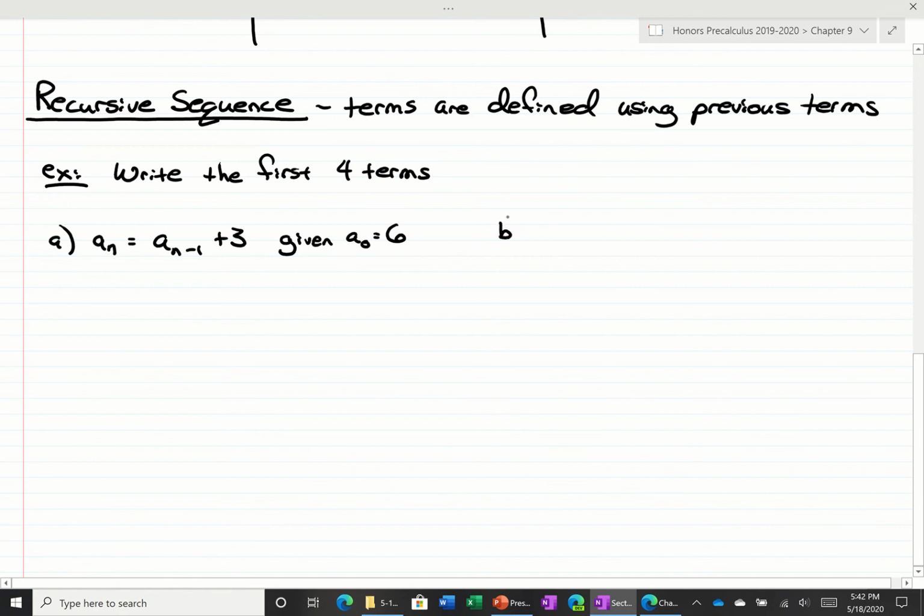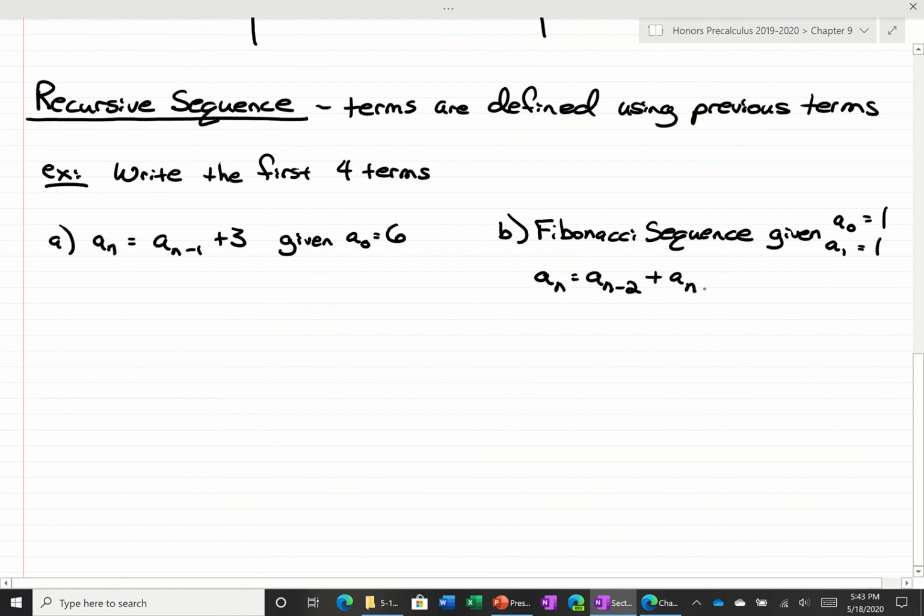And the second, we'll talk about what's called the Fibonacci sequence, which I'll talk about more at the end of this lesson, given a sub 0 is 1 and a sub 1 is 1. The Fibonacci sequence says that a sub n is equal to a sub n minus 2 plus a sub n minus 1.